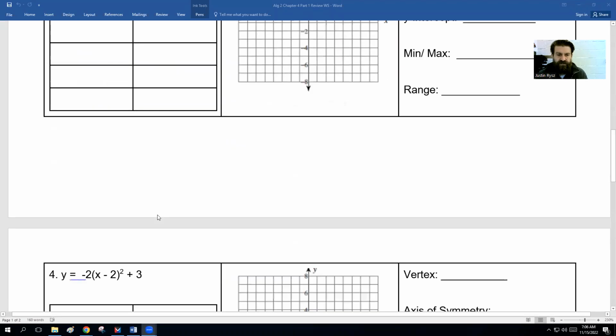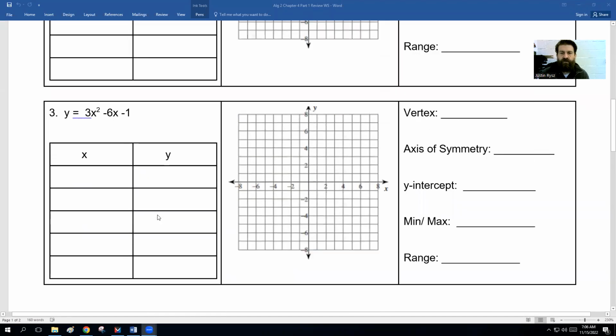Okay, we got 2 more problems. We got a standard form and then another vertex form. If you want to pause the video and try any of them on your own, feel free, but keep this going here. All right, here we go. Next.